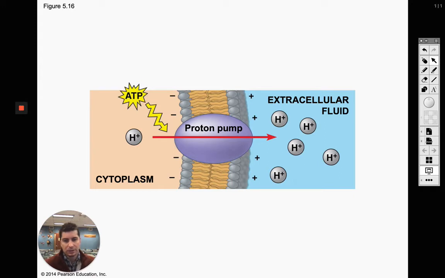So here's a little picture of a proton pump, and I will expand this a little bit more later on. But we have a proton pump. We have inside the cell on the left side, outside the cell on the right side. And what we're doing is we are taking this proton, a positively charged hydrogen, that's what a proton is, and we are pumping it out of the cell. So we're going from low inside the cell to high outside of the cell. This requires energy.